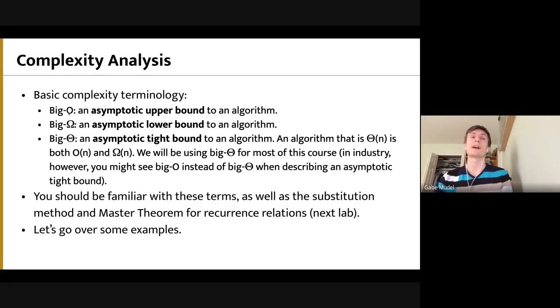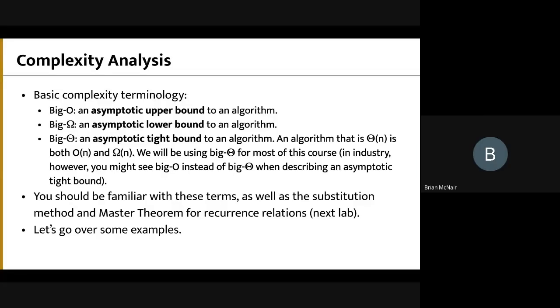Okay, so here's big O, big omega, and big theta. As I was saying before, big O is the most common term that we use in industry. However, big theta is actually usually what we mean when we say big O, because big O is just an upper bound. So anything that's O of n is also O of n squared, is also O of n cubed, is also O of n to the fourth, etc., because, again, it's an upper bound. However, big theta is a tight bound.